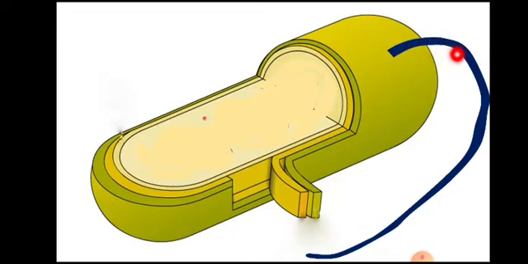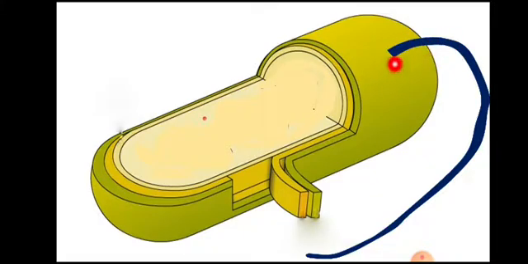The bacteria which possess this flagella are able to move in aqueous environments, and the bacteria which do not have this flagella may not be able to move. So flagellated bacteria are motile, and bacteria which do not have this flagella are non-motile. So bacteria may have this flagella or may not have.